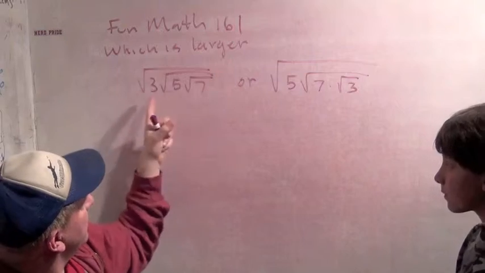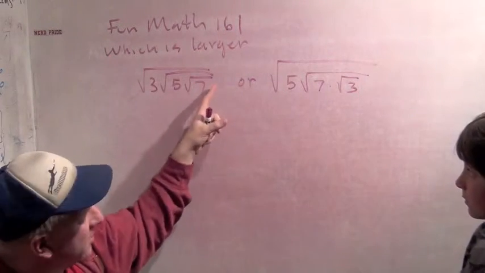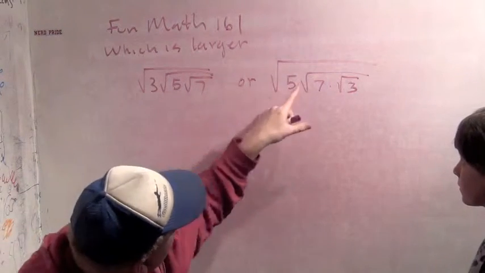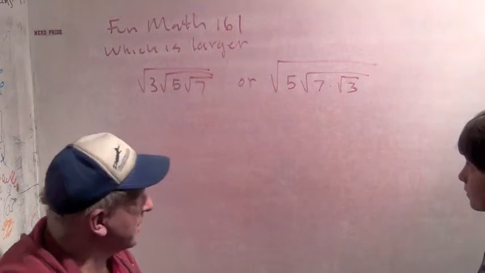The square root of 3 times the square root of 5 times the square root of 7, all these things under all the square roots, or the square root of 5 times the square root of 7 times the square root of 3. Whoa.